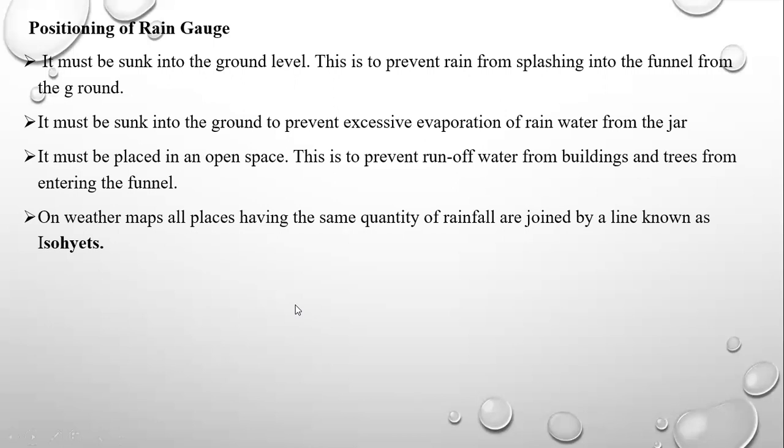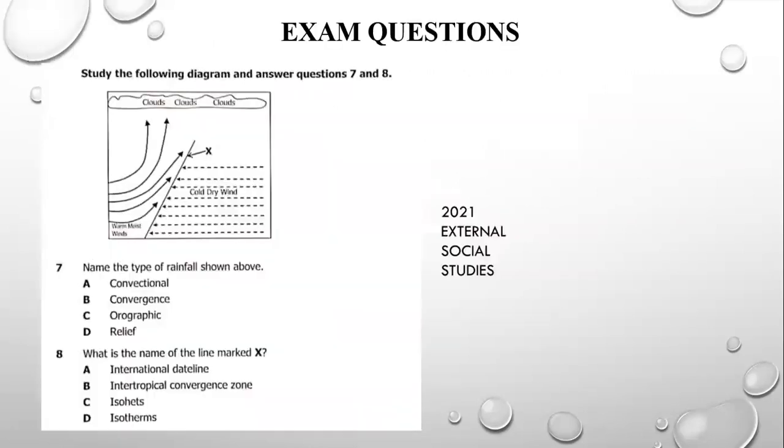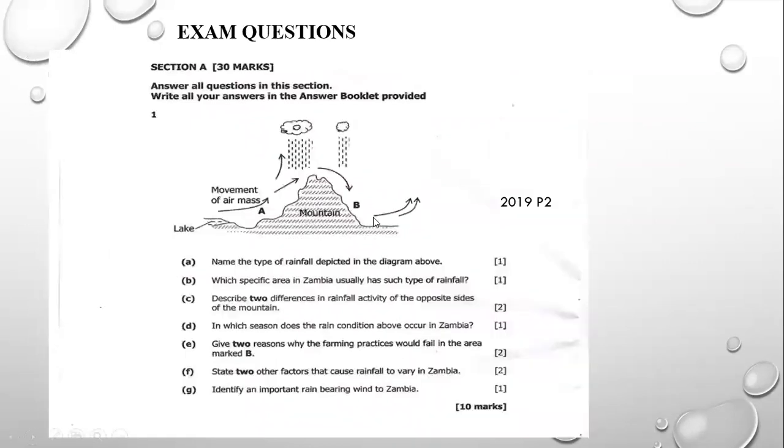Let me just take you back to the 2019 Social Studies Paper 2. This is Section A, Geography. If you look at this diagram here, it is indicating a certain type of rainfall. The first question says, name the type of rainfall depicted in the diagram above.